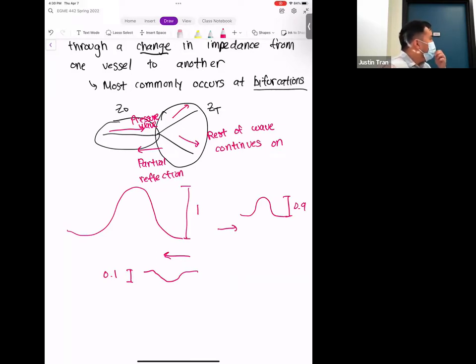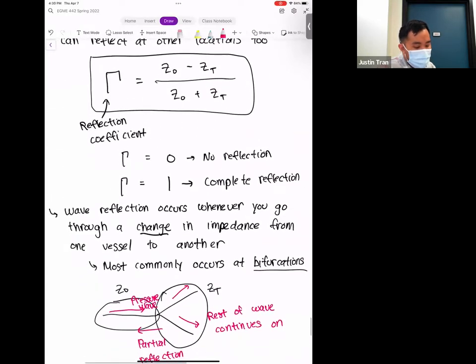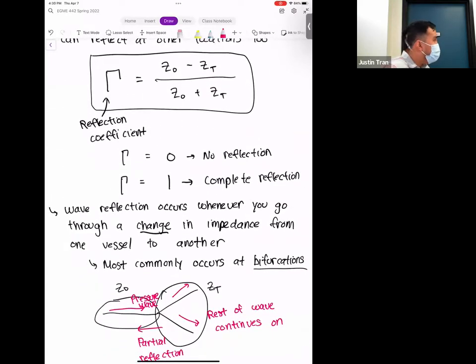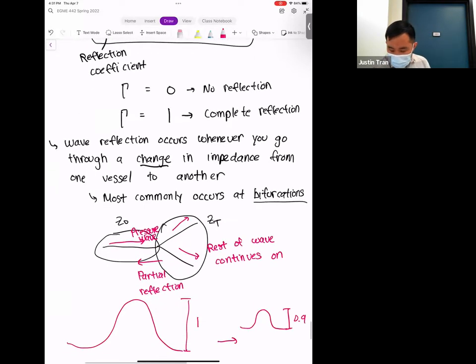All right. Whenever you have this change of impedance, you're going to have some degree of reflection. Oftentimes it's very small up until you reach the very ends of the tree, but it's there. And if you think about how many times your blood vessels bifurcate in your body, it's a pretty complex phenomenon. Okay, any questions on this?